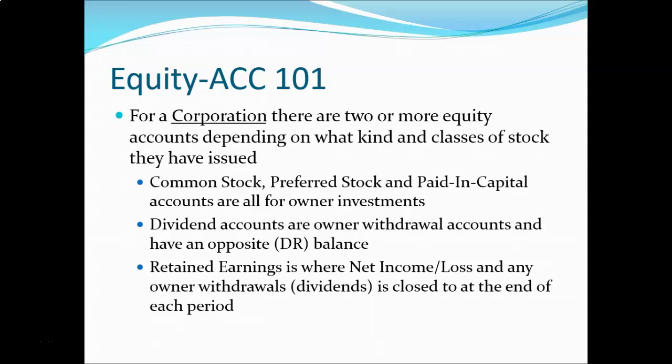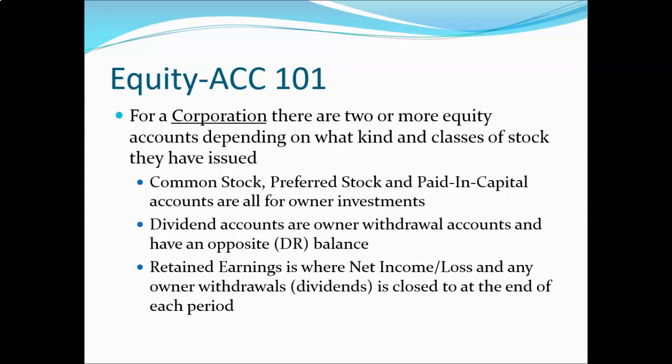Okay, then we might also have a dividend account, and this is where money is handed to the owners. Now, we don't call them owners, we call them investors. So if you invest into General Motors stocks and General Motors gives you a dividend, that's you getting an owner withdrawal. And just like owner withdrawals for a sole proprietor, it's going to have an opposite or debit balance. Whereas common stock and the paid in capital, preferred stock, all have a credit balance.